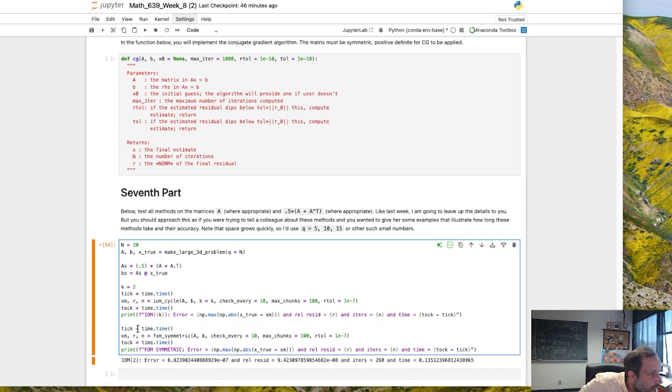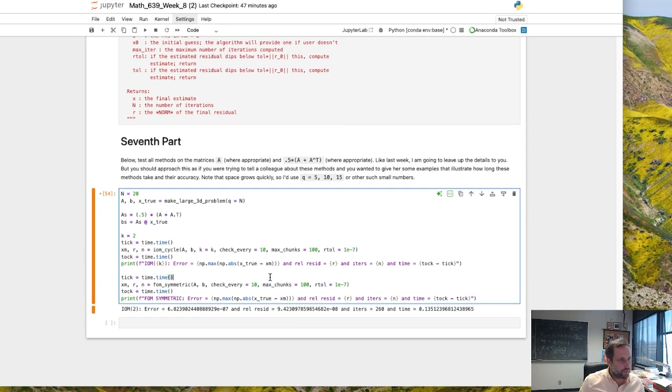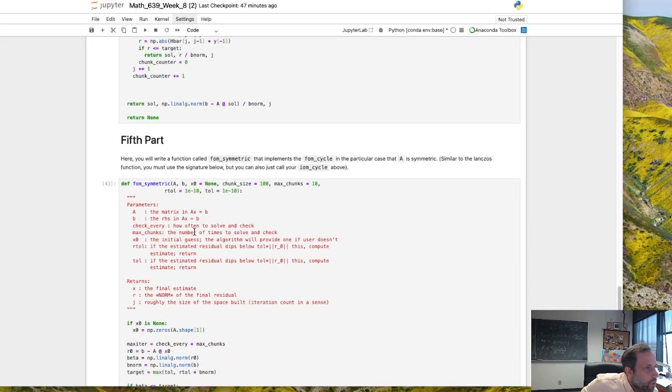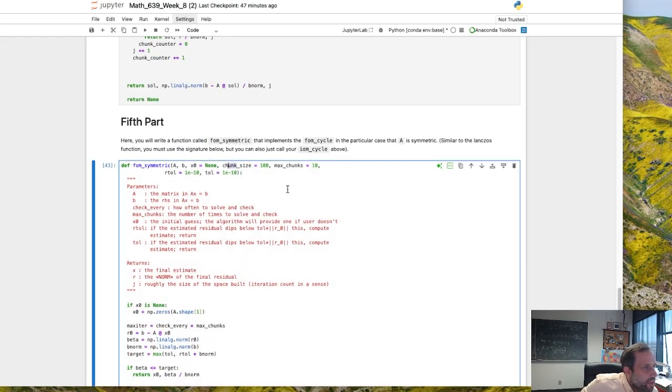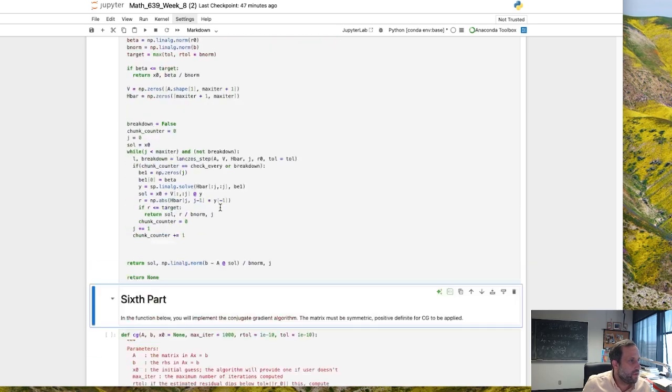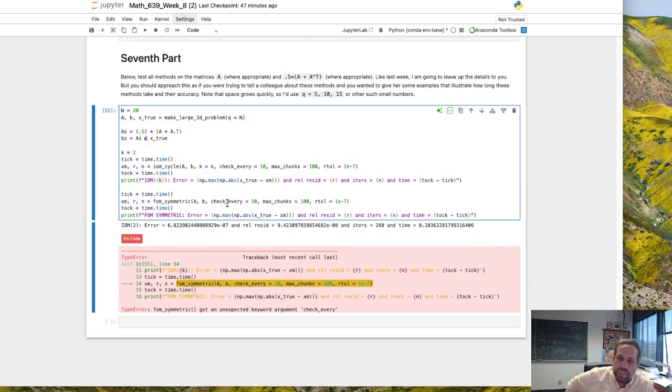Okay, so X true minus XM. Okay, I think this should work properly. Oh, hold on. You know what? This should be check every. This is another time where you guys are like, wait, what's going on here? Sorry about that. Okay. So all of the rest of the code is fine. I just had max chunks, which is still what I had left over from the previous week's video.